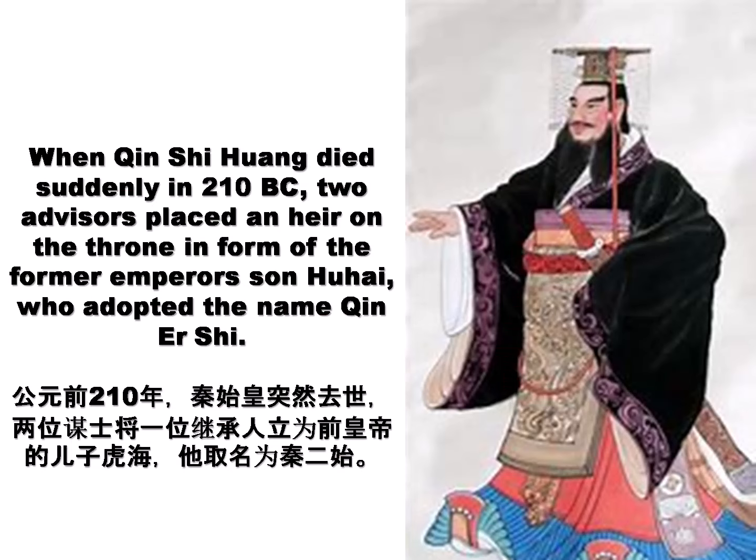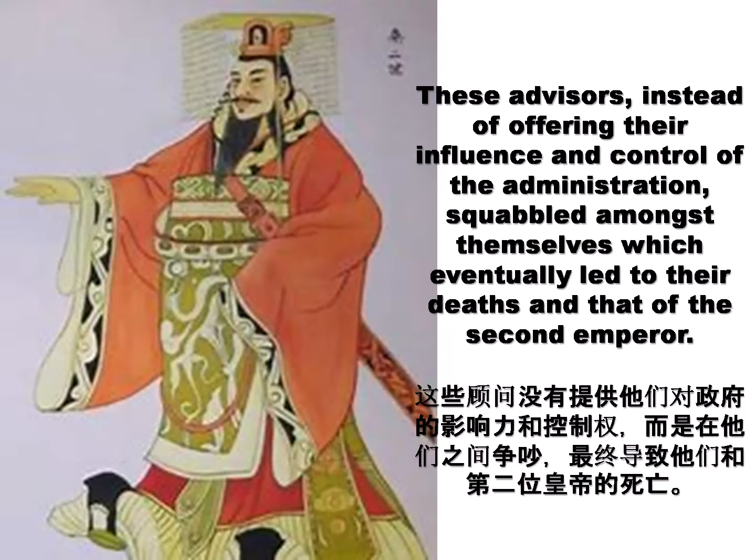When Qin Shi Huang died suddenly in 210 BC, 2 advisors placed an heir on the throne in the form of the former emperor's son, Hai, who adopted the name Qin Shi. These advisors, instead of offering their influence and control of the administration, squabbled amongst themselves, which eventually led to their deaths and that of the second emperor.